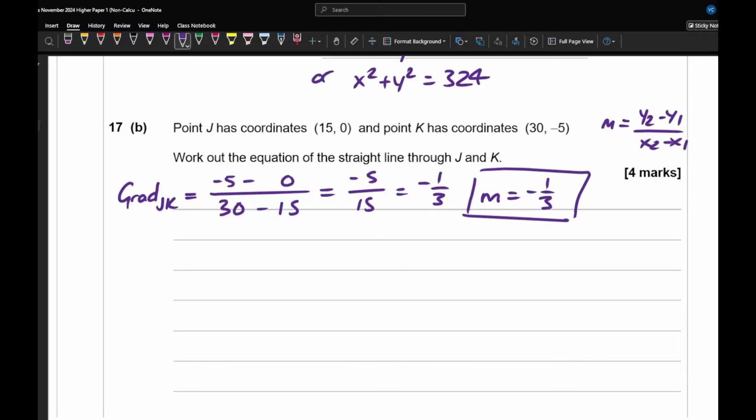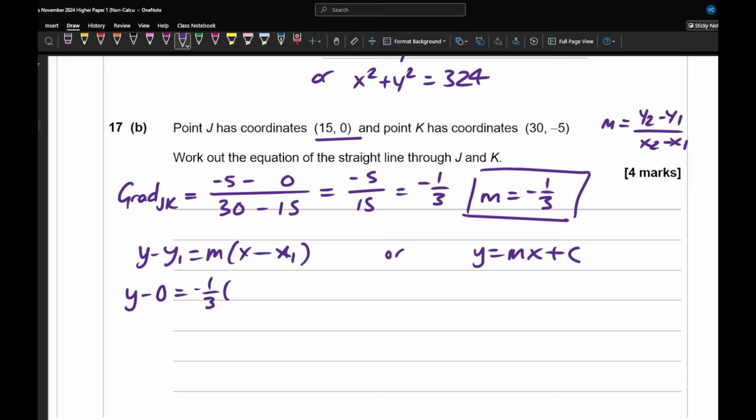Now from this you could do one of 2 ways. You can either use y minus y1 equals m times x minus x1, or you can use y equals mx plus c. If you use y minus y1 equals m(x minus x1), you're going to need to know one of the coordinates. So I'm going to use this coordinate here as my x1, y1. So I get y minus 0 equals minus 1/3 times x minus 15. Then if I simplify all of that, I get y equals minus 1/3 x.